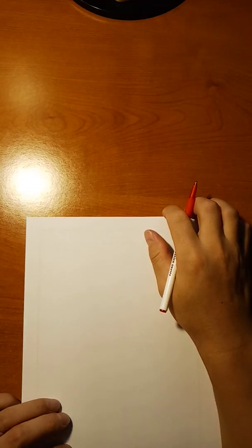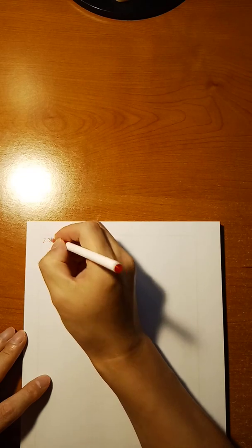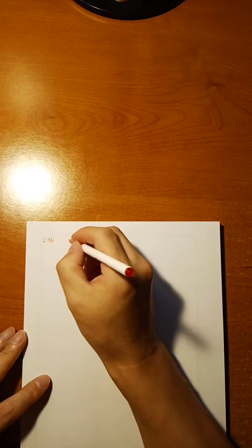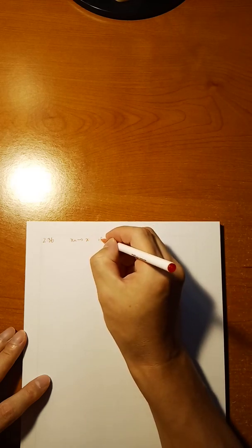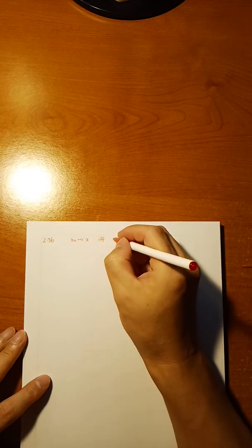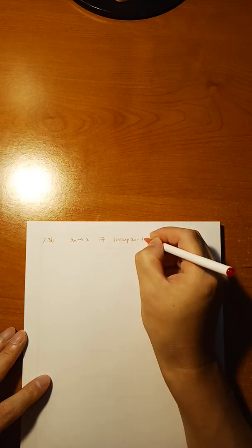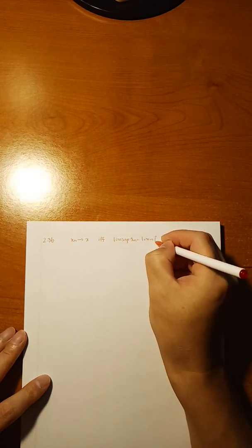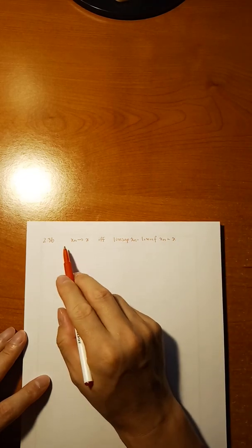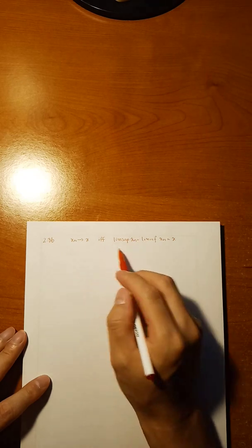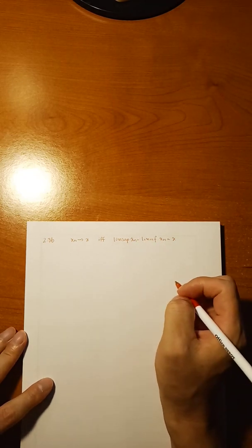Okay, let's continue the discussion. In 2.36, we proved that xn converges to x if and only if the lim sup is equal to the lim inf is equal to x. So the convergence can be characterized by the definition of lim sup and lim inf.